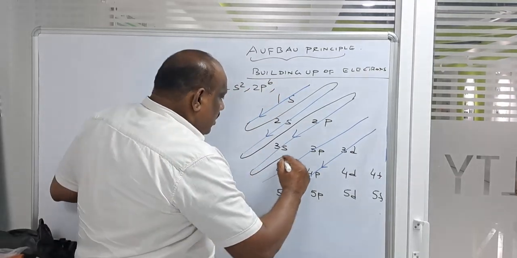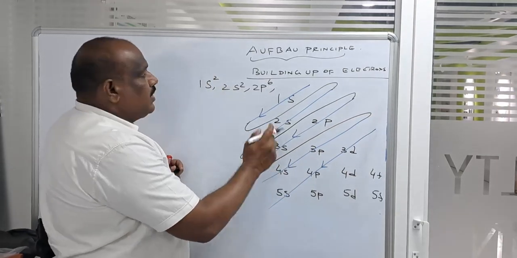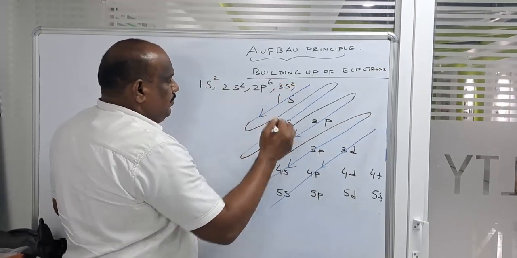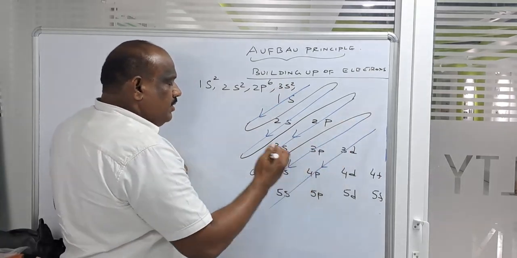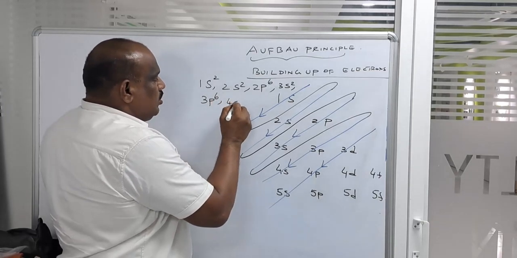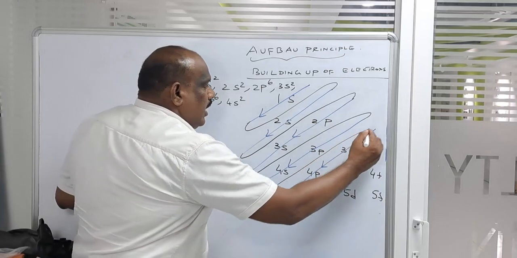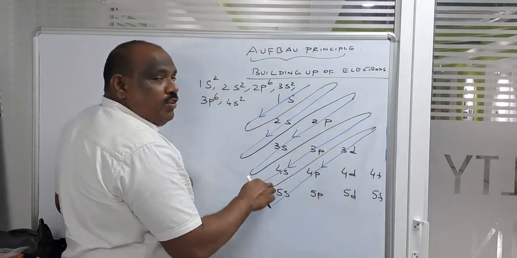Then you are coming here. Then it will go to where? 2s, then it will come to 3s. So it is 3s2. Then after 3s, 3p6. Yeah, very good. Then 4s2, you see. After 3p6, it comes to 4s2. After 4s2, you see 3d is getting filled after only 4s.